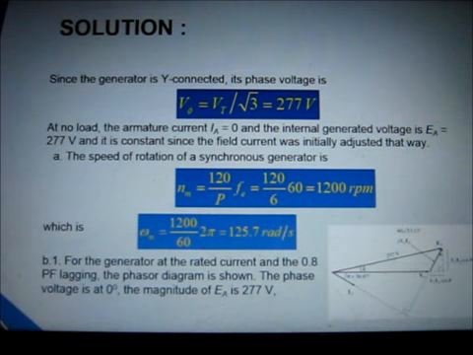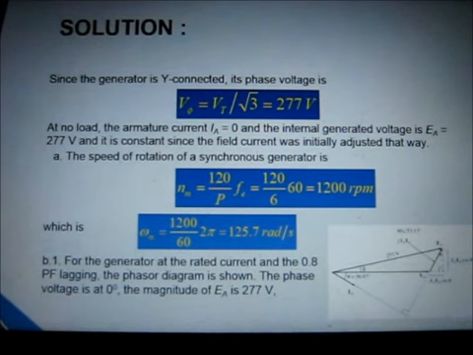Now for finding the speed of rotation we have the formula N equals 120 F by P, where frequency is given as 60 Hz and number of poles is 6, so we get 1200 RPM. This is in RPM, so we have to convert it into omega, the rotational speed in radian per second. We multiply 2 pi by 60 and hence get 125.7 radian per second. Here is the phasor diagram.